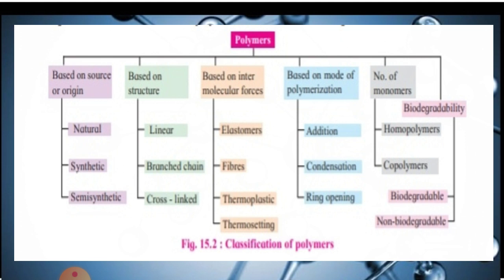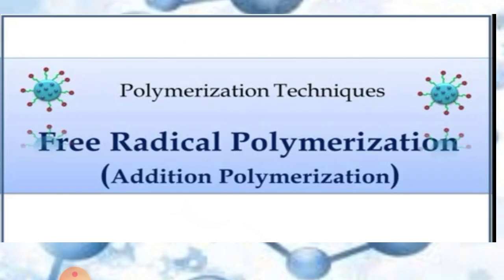Then the second last classification is based on types of monomers, in that homopolymers and copolymers. And the last classification is based on biodegradability, in that biodegradable and non-biodegradable polymer. These all things we have studied in detail in our last lecture. Today we are going to study a polymerization technique, that is free radical polymerization.